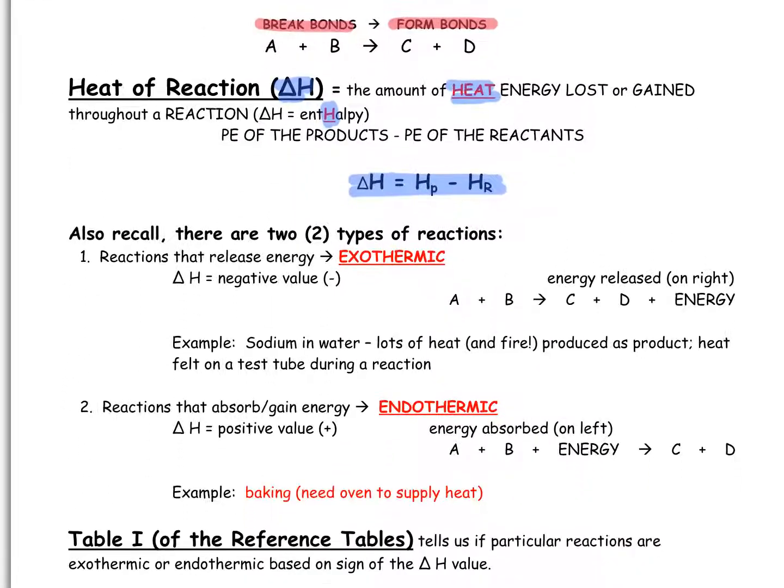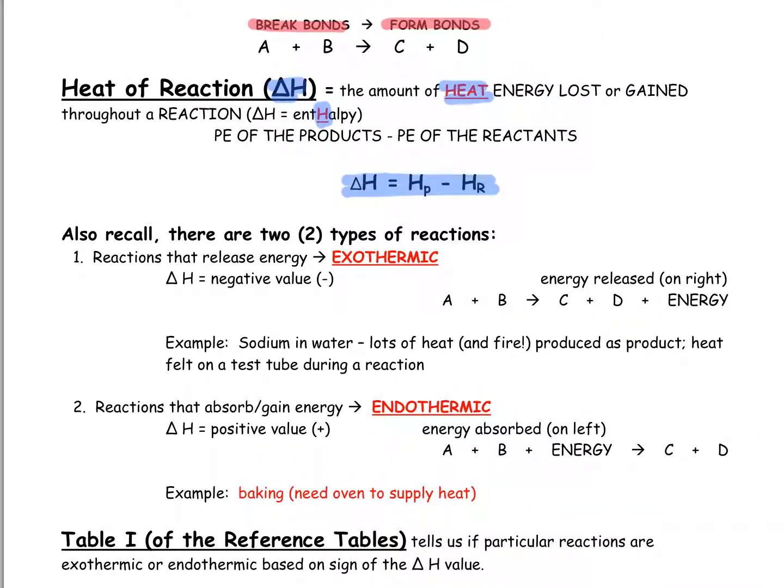Recall there are two types of reactions. Reactions that release energy are exothermic, so we have a negative delta H. Energy is released, so it's going to be on the right side of our reaction because it's coming out of our reaction at the very end. It is a product. An example: when we put sodium in water, we have lots of heat, even fire, produced as a product. The heat can be felt if you touch the outside of the container. That heat is being produced and leaving the reaction.